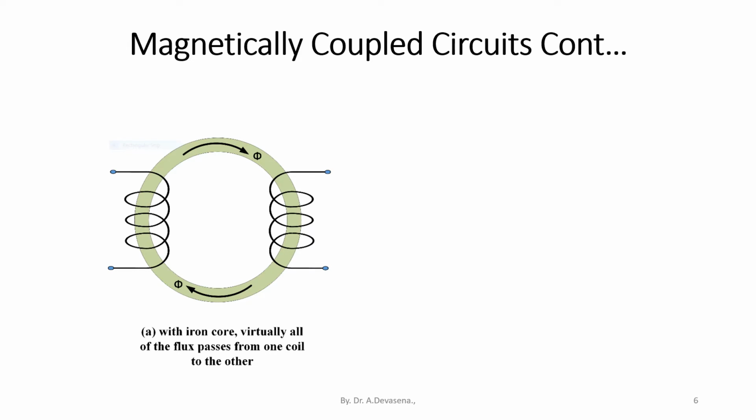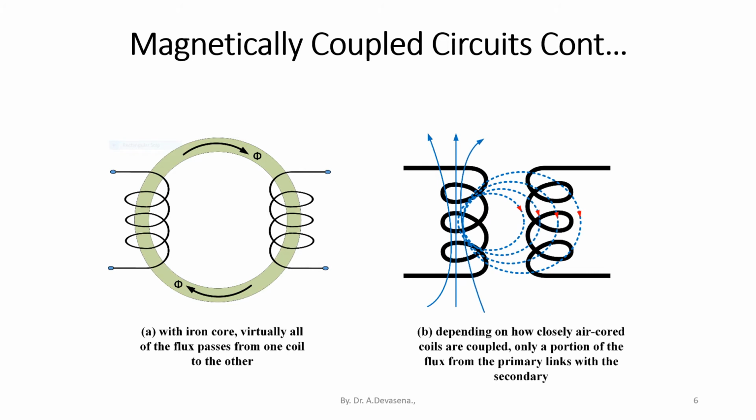Let us see another representation. Here we have two coils. Coil 1 has a flux. This flux induced in coil 1 creates a linkage with coil 2. Depending on how closely air-cored coils are coupled, only a portion of the flux from the primary links with the secondary. This is represented here.